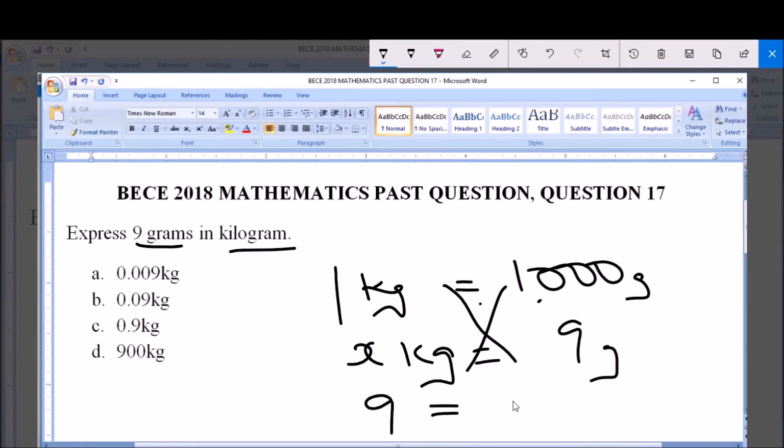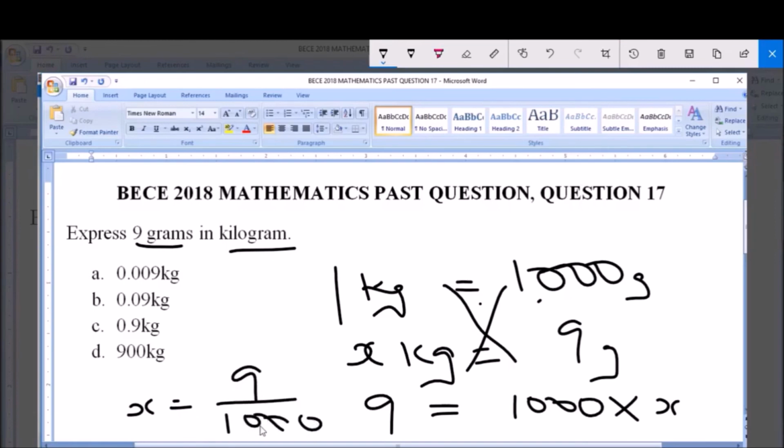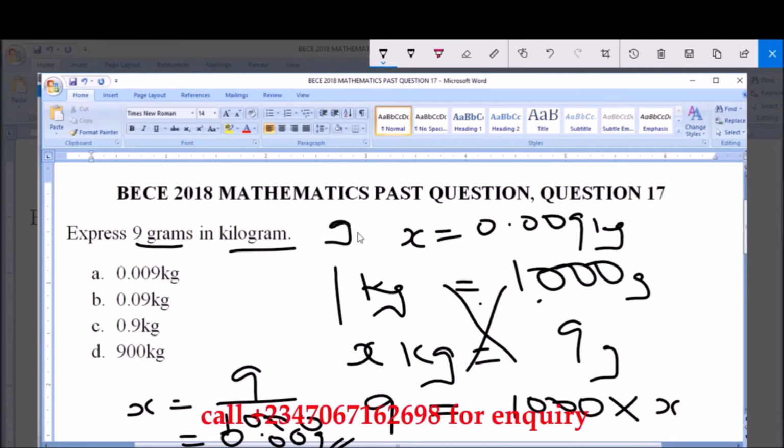is equal to 1000 times x. So therefore to find x, we say x is equal to 9 divided by 1000. So x is equal to 9 all over 1000. And 9 divided by 1000 will give us 0.009. So therefore x is equal to 0.009 kilogram. So 9 grams is equal to 0.009 kilogram. Now which of these options corresponds to our answer?